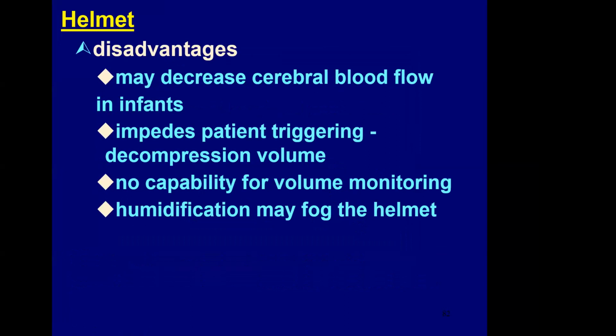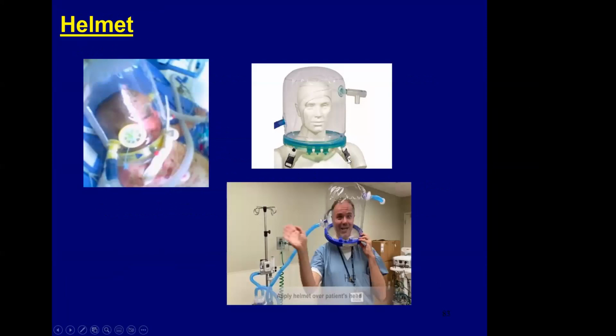Obviously, there are disadvantages. In infants, the helmet may decrease cerebral blood flow, which is a big problem. The helmet impedes patient triggering due to decompression volume within the helmet. With the helmet, there is no capability for volume monitoring. And finally, humidification may fog the helmet. And I agree with you, Keith. It would be a good idea to have these during COVID.